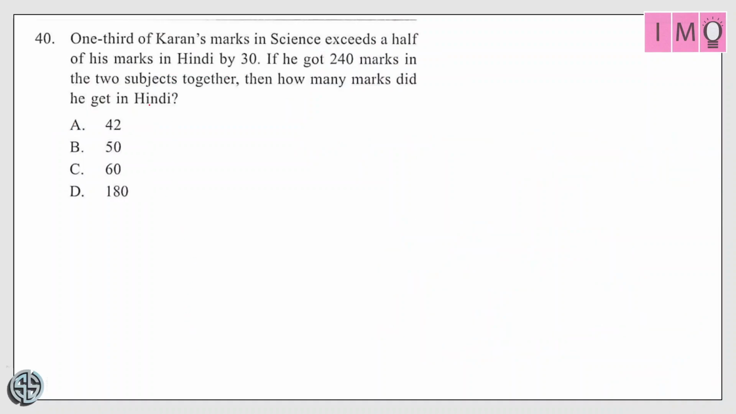Here it is said, 1/3 of Karan's marks in science exceeds a half of his marks in Hindi by 30. If he got 240 marks in two subjects together, then how many marks did he get in Hindi? So let's assume that he has got X marks in science, right? X marks in science.